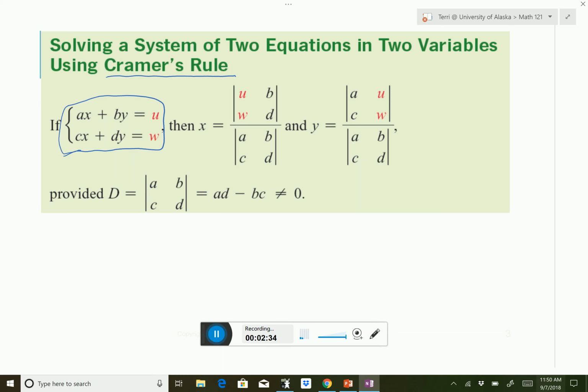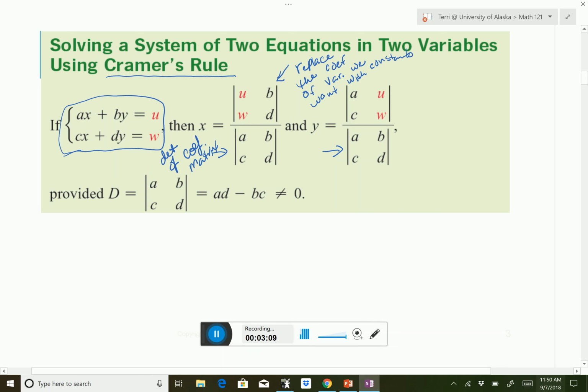So then what we're going to do is, on the bottom, we need the determinant of the regular coefficient matrix. Now on the top, we replace the coefficients of the variable we want with the constants. So in this case, I'm replacing the coefficients of the variable I want with the constants over here. And so what that does is that allows me to actually solve this equation.